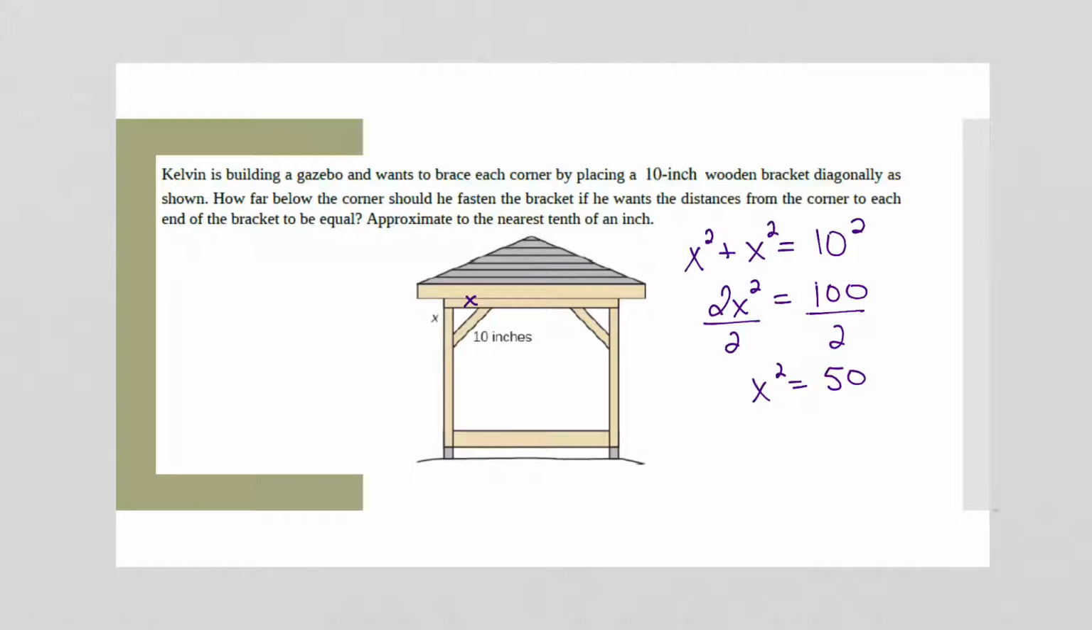Now, this is the part that I haven't taught you yet. In order to get x, you have to take the square root of both sides. So on my calculator, because honestly I can't come up with this in my head either, I'm going to type in the square root of 50 and I'm going to approximate it to the nearest tenth of an inch, which means that x is approximately 7.1 inches. Alright, that's it. We're done. So if you have any questions, let me know.